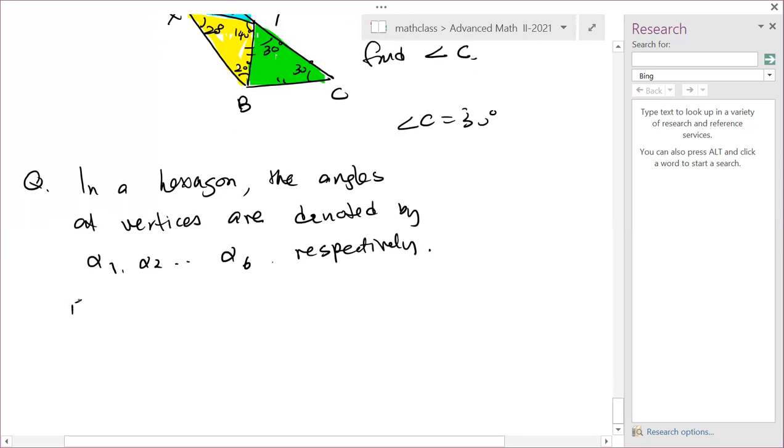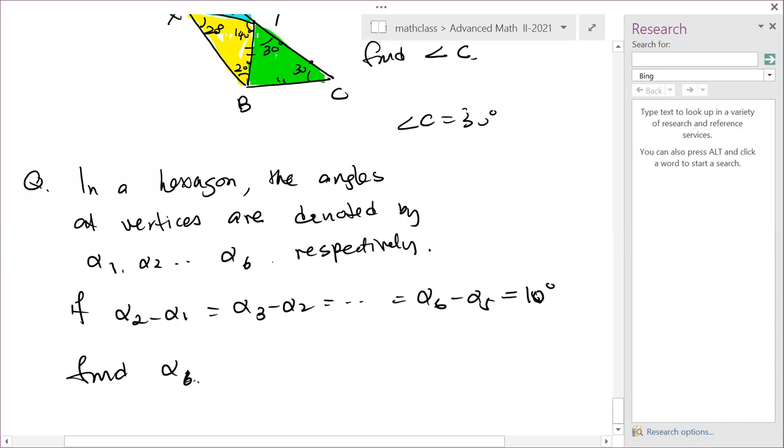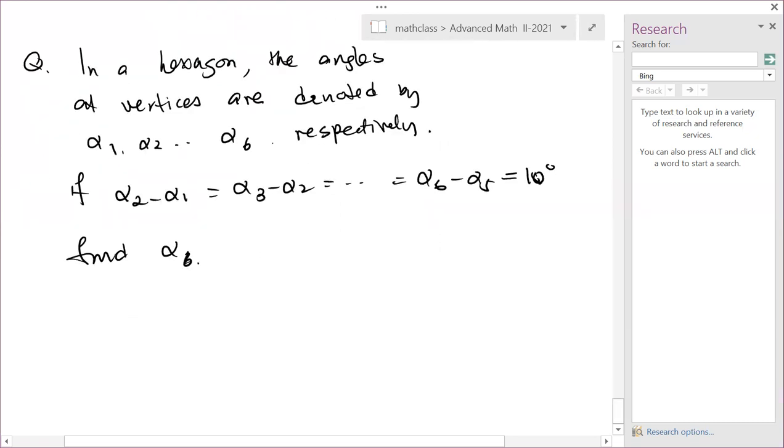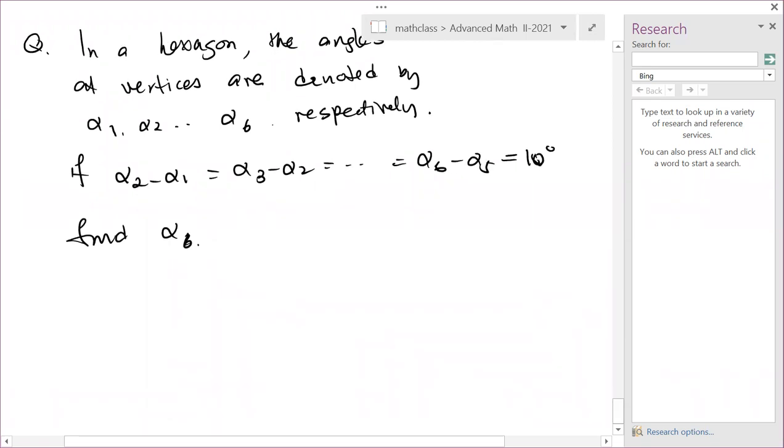I know that this is an arithmetic sequence. Alpha 3 minus alpha 2, and so on, alpha 6 minus alpha 5, is going to be 10 degrees. So this is an arithmetic sequence of the 6 angles. I want you to find the largest angle, alpha 6. The angles increase one by one, right? You begin with the first angle, and I don't know how big it is.